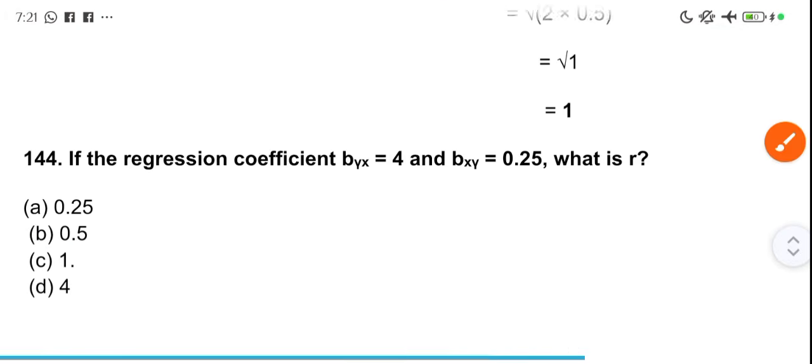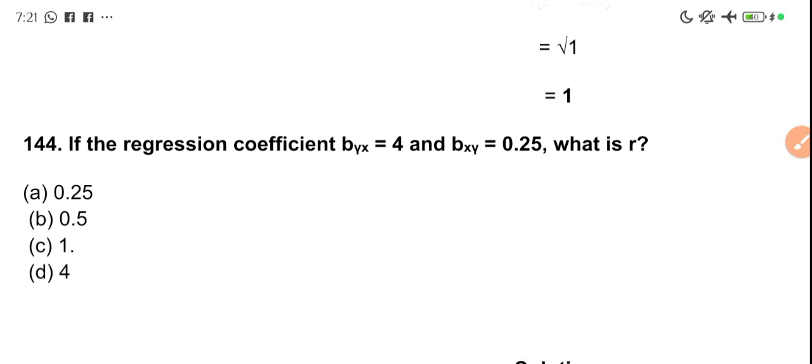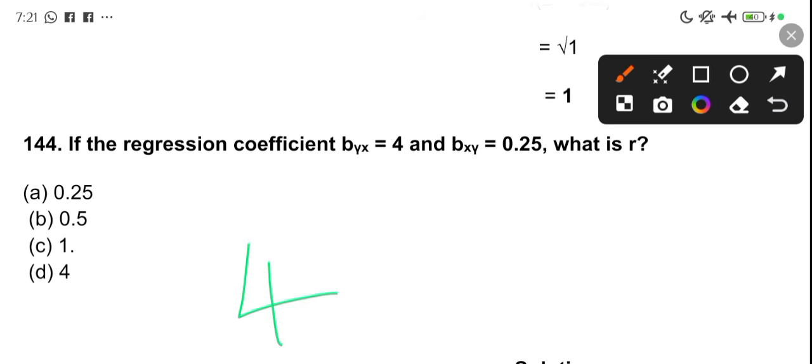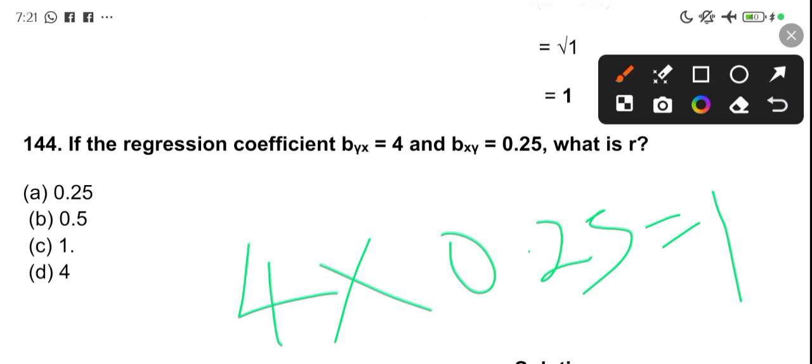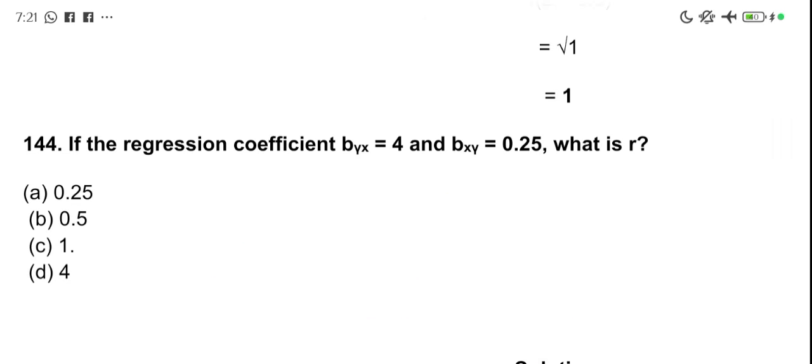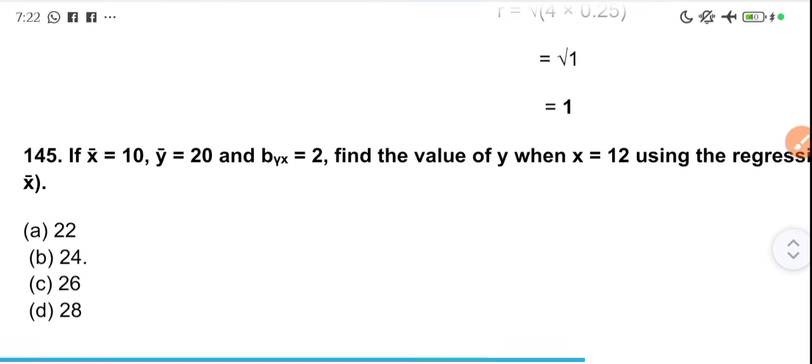Alright, so moving on, we have if the regression coefficient y on x is 4 and x on y is 0.25, what is r? R is 1. Same thing, 4 times 0.25, that is 1. Okay, 0.25 is 1 over 4. So this 4 cancels this 4, that's 1. In case you're asking why it's 1, it's the same question, just changed. Alright, so moving on, 145.